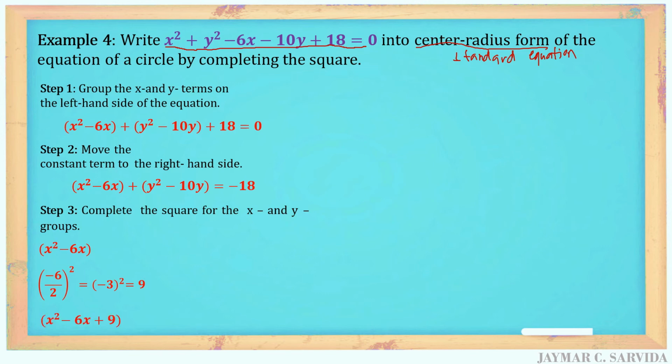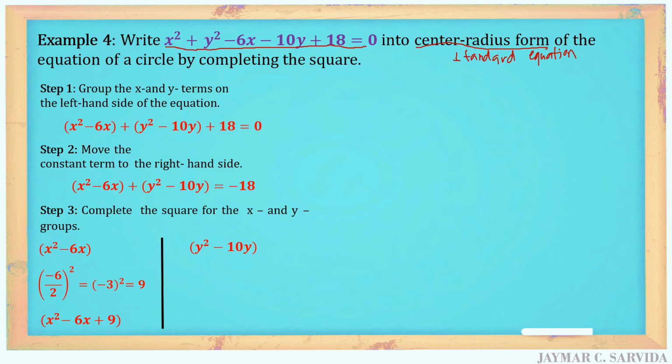So that will become x squared minus 6x plus 9. Okay, next naman is dito sa y group natin. Okay, yung ating y group ay y squared minus 10y. So complete the square for the y group. Take the coefficient of the y term. So ano ba yung coefficient ng ating y?